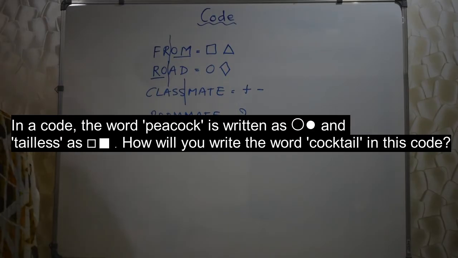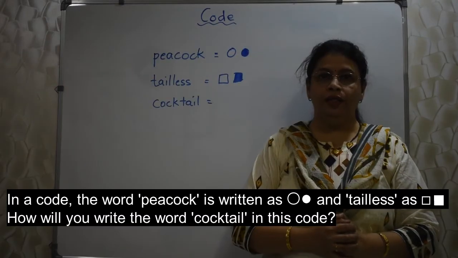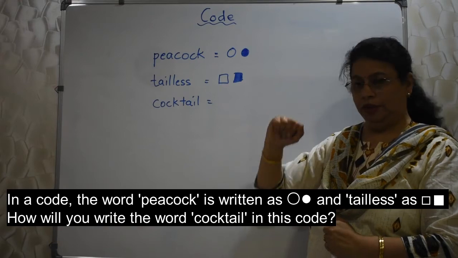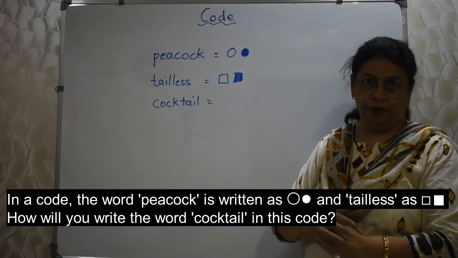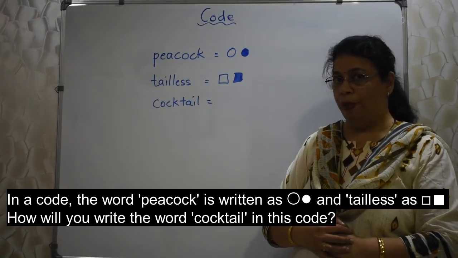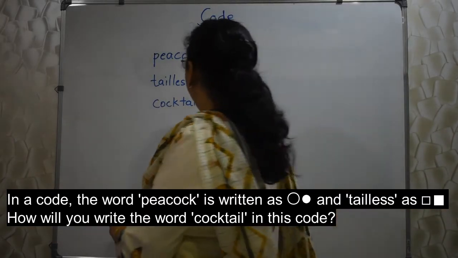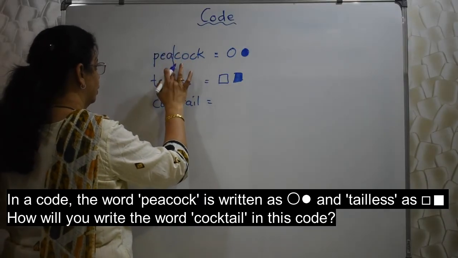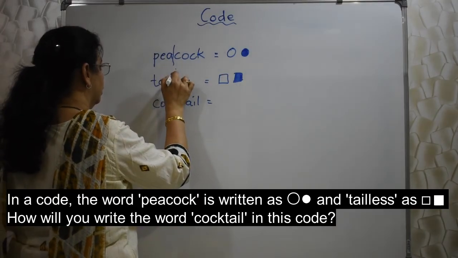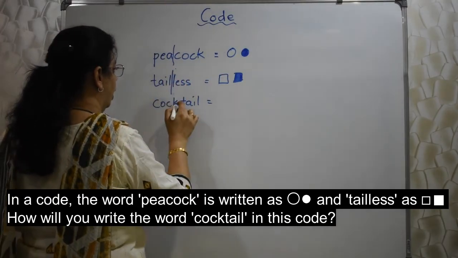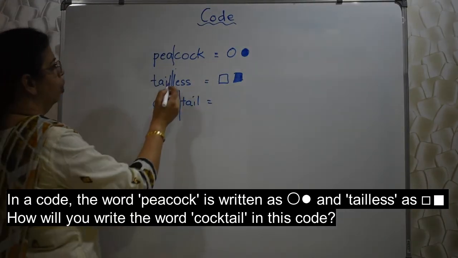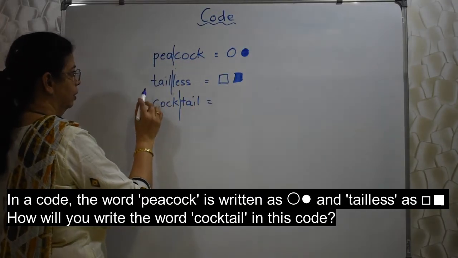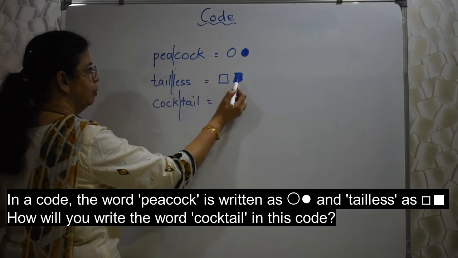Next one, read the question which will appear on your screen. Okay students, here they have given peacock this, tailless this, and they are asking us to find out cocktail. These are compound words which you have learnt in English. P and cock, tail and less, and cock and tail. So make use of it. P must be this circle and cock must be the darkened circle. Tail must be this square, less must be this square.